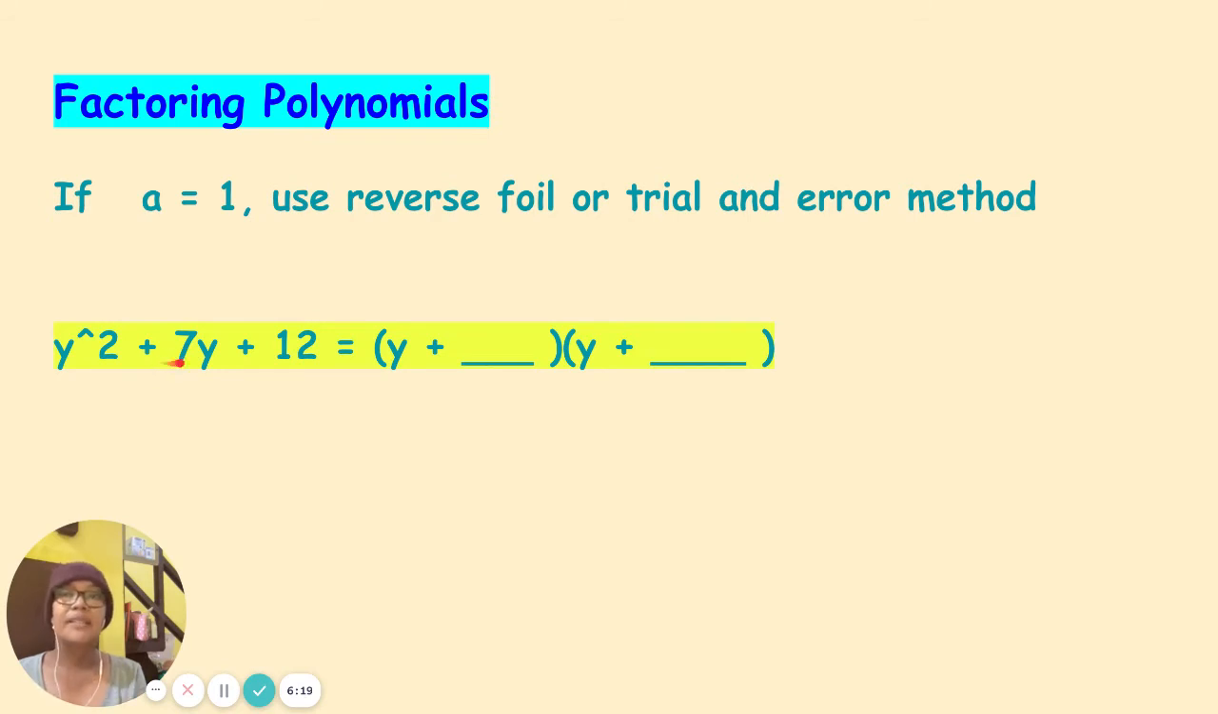Kailan nyo yun malalaman? If the operation in your last term is positive, ito po yung una. If the operation here is positive and the operation here is also positive, they are both addition. Okay, take note of that. If your middle term is negative and your operation here is positive, that is both negative. That is both negative. Okay? So, because negative times negative is positive.